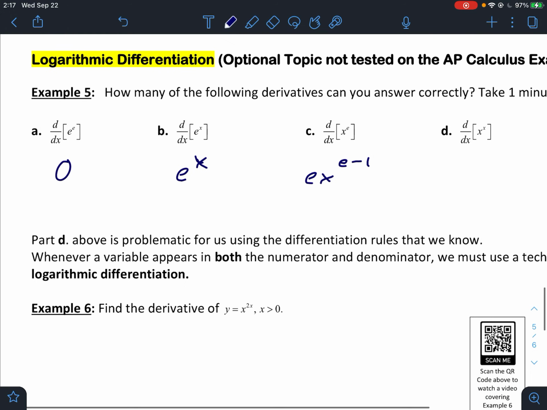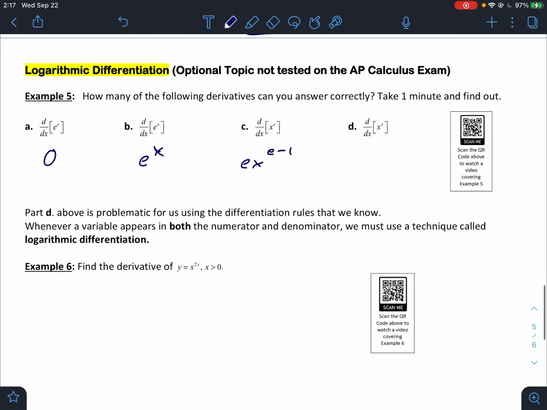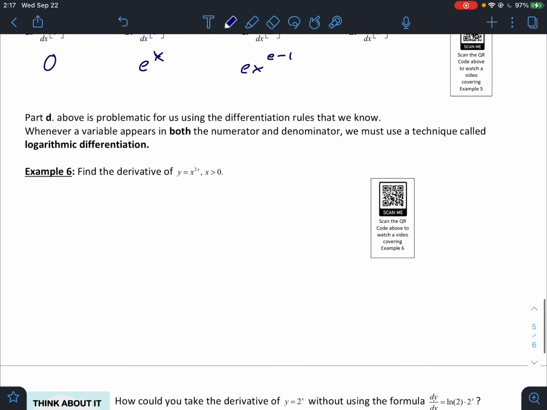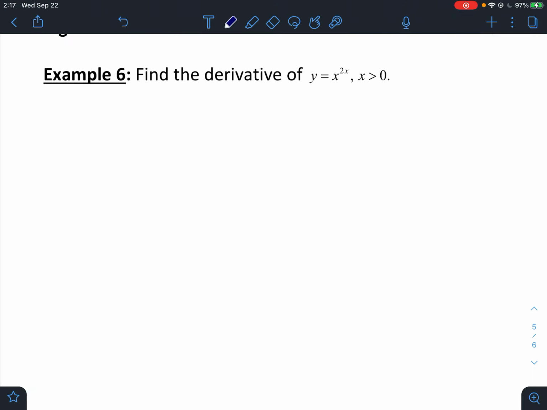The fourth one, however, we cannot do. That requires what's called logarithmic differentiation. As you can see, part D above is problematic for us using the rules that we know. When a variable appears in both the base and the exponent, we must use logarithmic differentiation. So here's a problem where we have to use it: y equals x to the 2x. You can see there's a variable in both the base and the exponent, right?